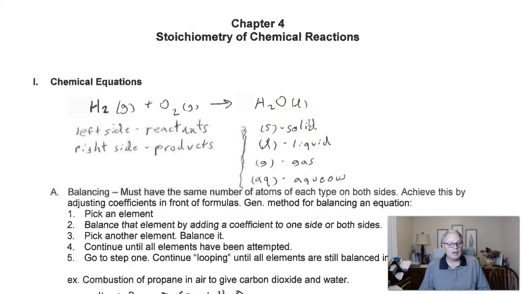Well, if you do it that way, you are fundamentally changing what the equation's trying to say. You're saying hydrogen plus oxygen goes to H2O2, which is hydrogen peroxide. But that's not what I'm trying to say. I'm trying to say H2 plus O2 goes to water. All right, so how can I do that?